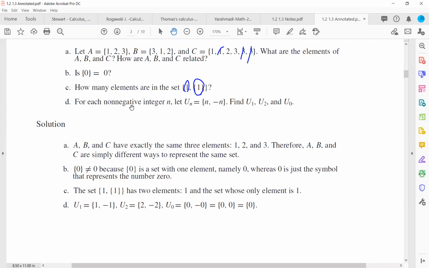Finally, D, for each non-negative integer n, we define set u sub n. Our goal is to find u sub 1, u sub 2, u sub 0. It means that you just substitute 1 for n, then substitute 2 for n, then substitute 0 for n. If you substitute 1 for n, u sub 1 is the set including 1 and negative 1, u sub 2 is the set including 2 and negative 2, u sub 0 is the set including 0 and minus 0, which is the same as 0 and 0, or just 0 itself.